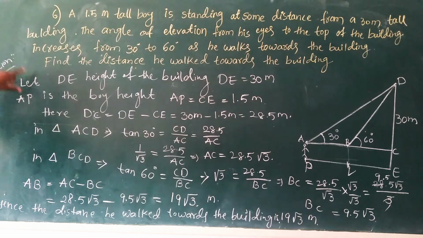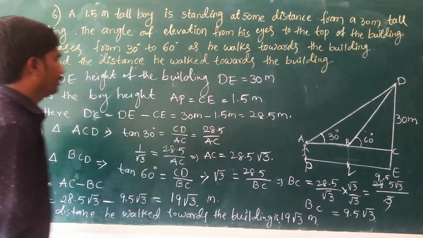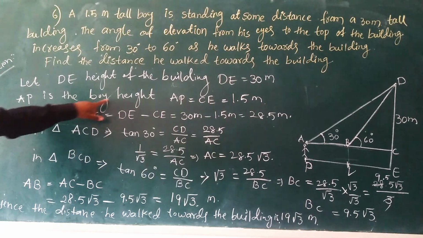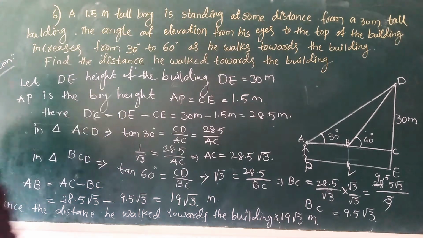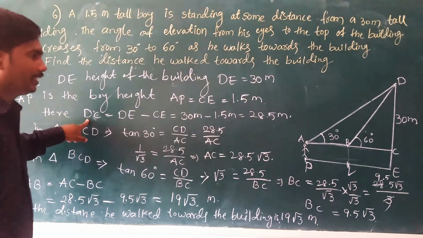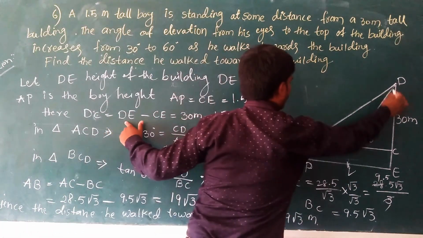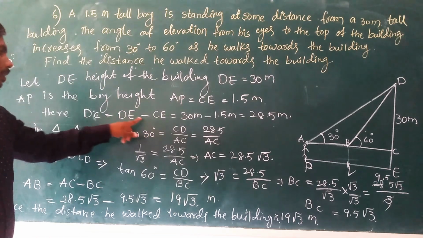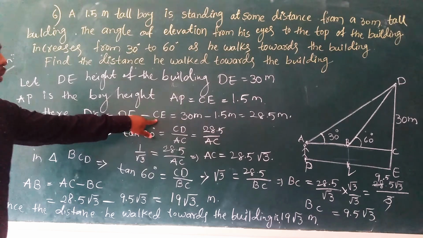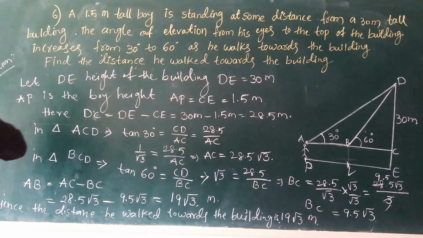Once again, let DE be the height of the building, DE 30 meters. Next, AP is the height of the boy, that is 1.5 meters. So DC is equal to DE minus CE, total height minus boy height. So 30 meters minus 1.5 meters is equal to 28.5 meters.